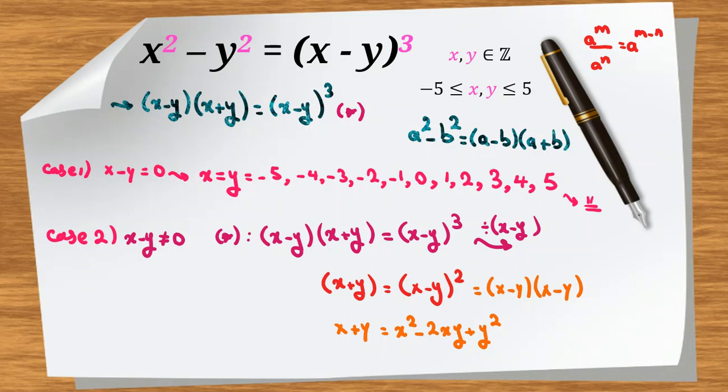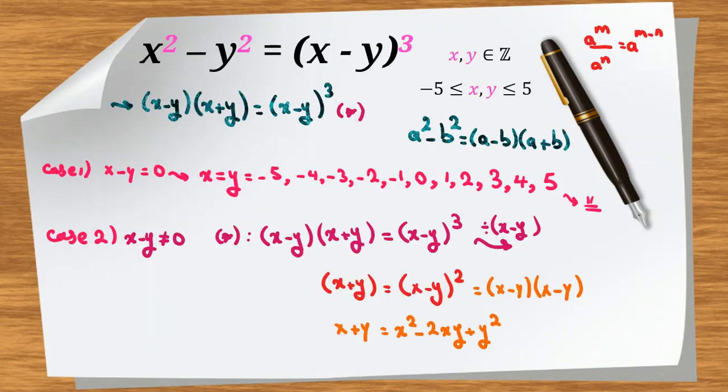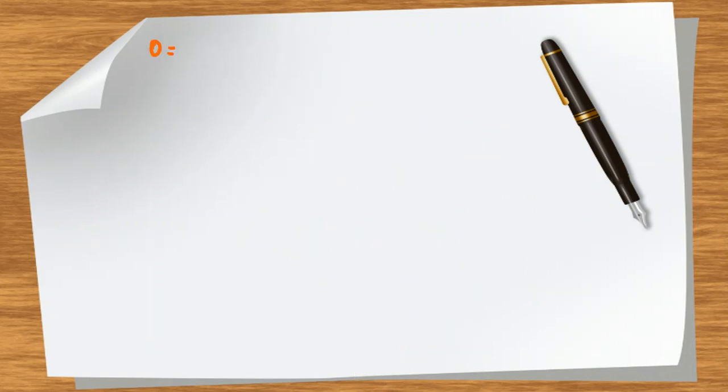So let's see, it will be 0 equals x squared minus 2xy plus y squared minus x minus y. That's right, x squared minus 2xy plus y squared minus x minus y. This is equal to 0. Now we can say it is a quadratic equation in terms of x.